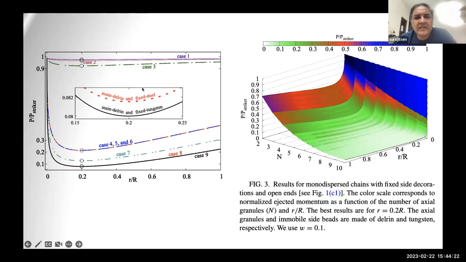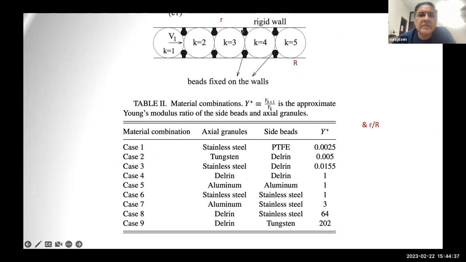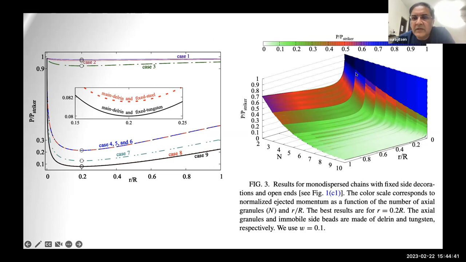So here you can see the momentum of the striker versus that of the last particle, the number of grains in the chain, and the small r over big R. Again, to remind you, this is small r, this is small r, this is big R. And it turns out, as you can see, that the momentum attenuation is the largest just around here, 0.2. And this is the two-dimensional picture around 0.2.